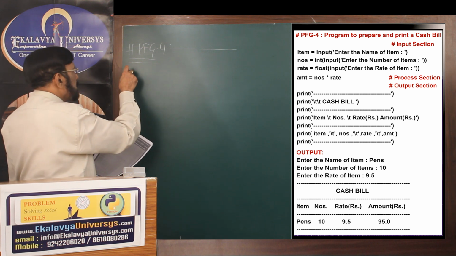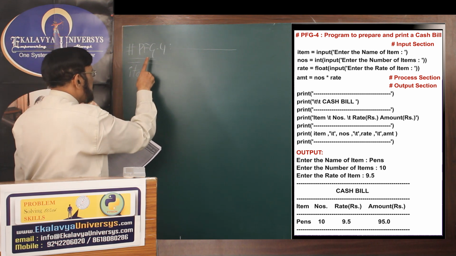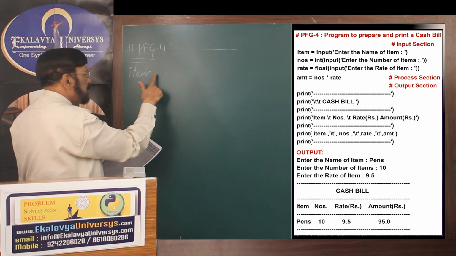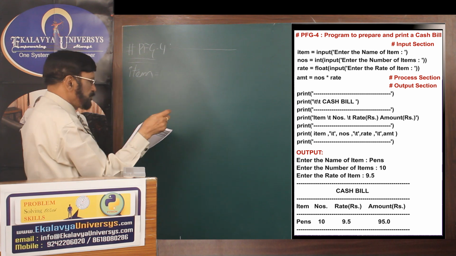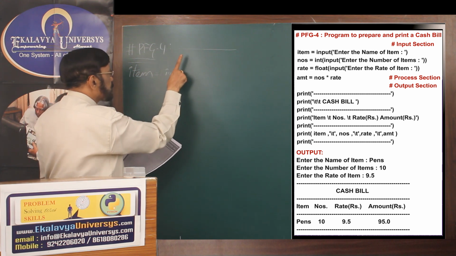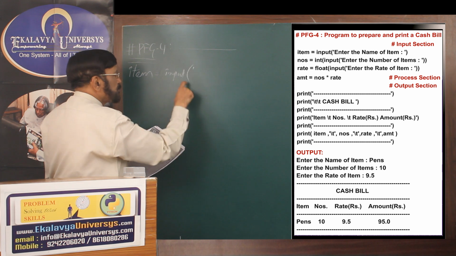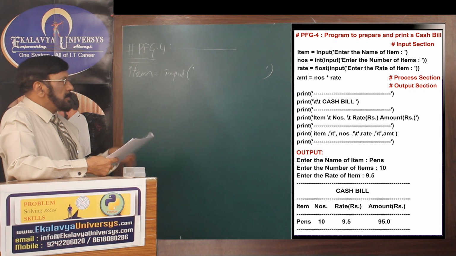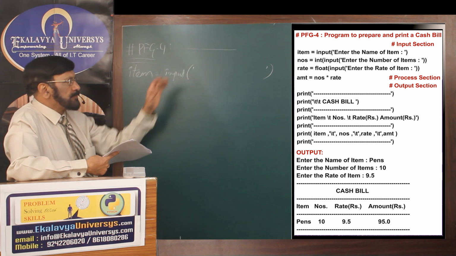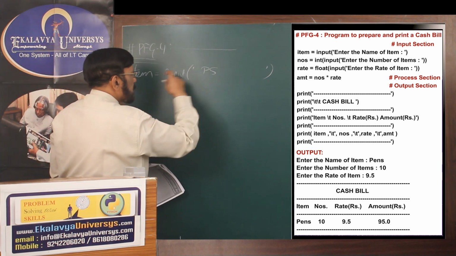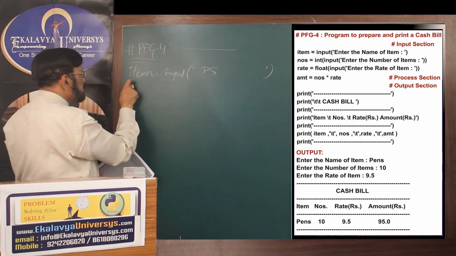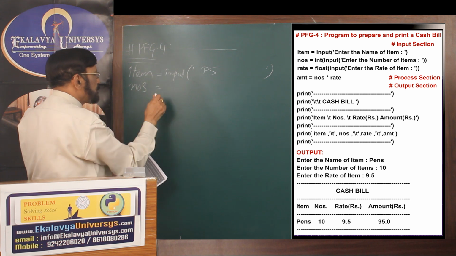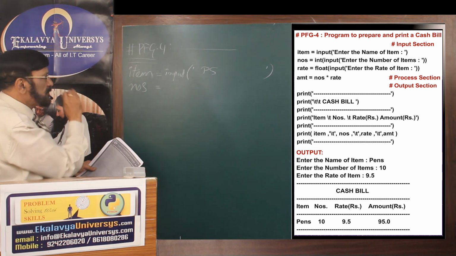Okay. Thereafter, what we read first? Item. Thereafter, you give one line gap. It improves readability. Thereafter, we write the input function. In this, actually I am not writing the whole thing. Already I have written it twice. Now enter the name of the item. That you write as the prompt statement. Thereafter, numbers. As I told you, if you want to use short names, you can use. But it should be self-explanatory.